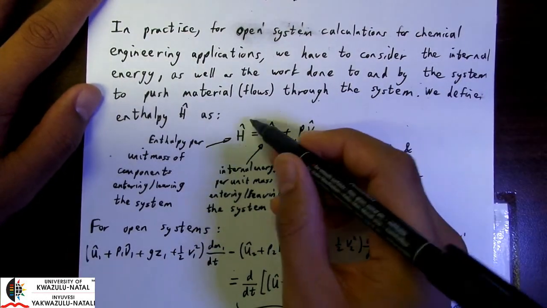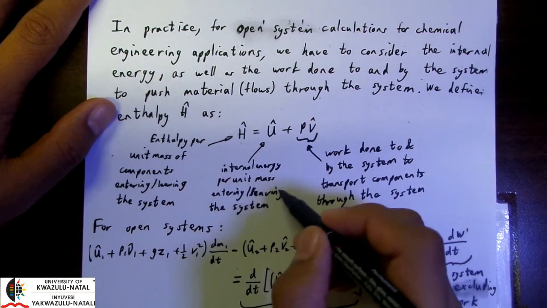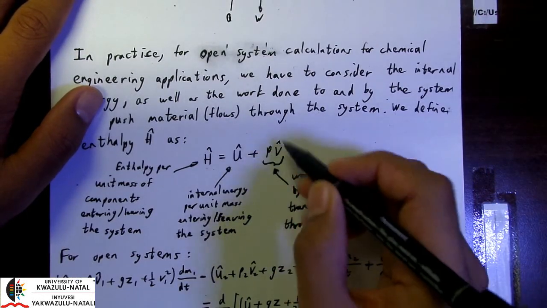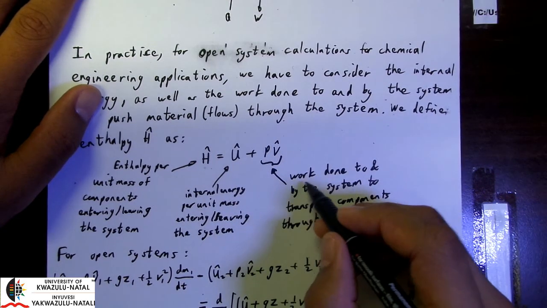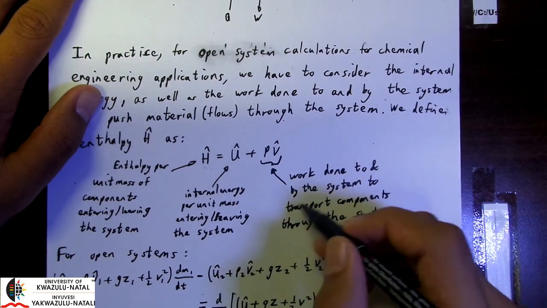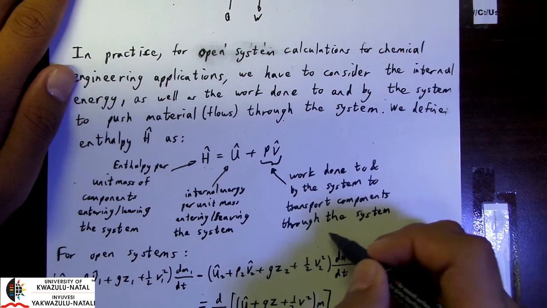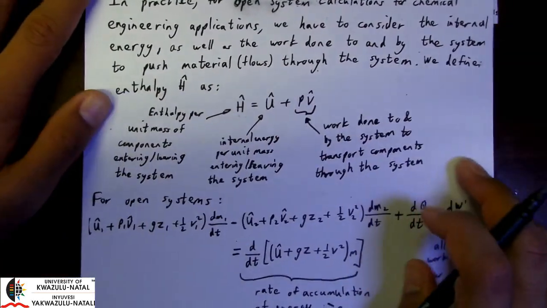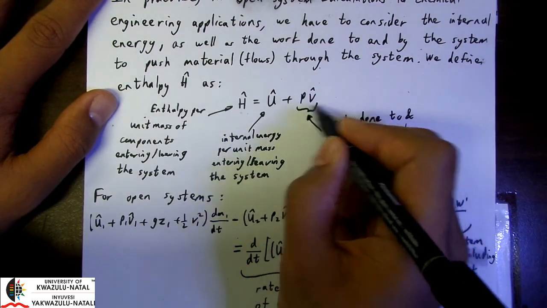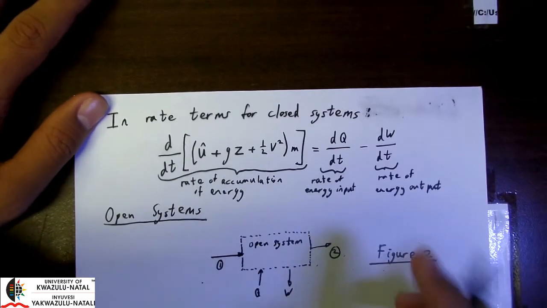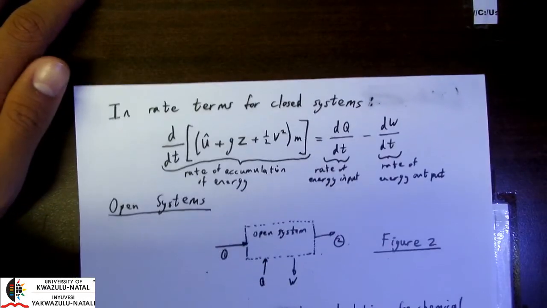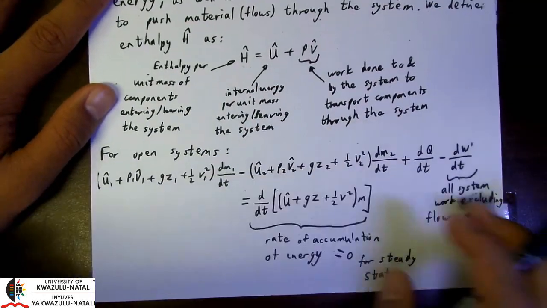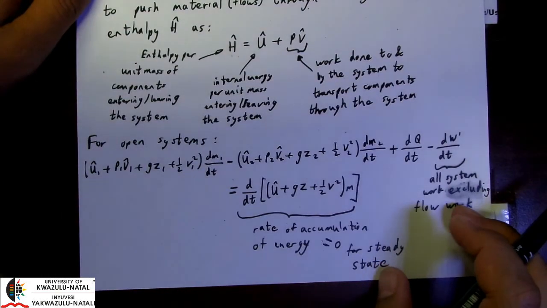The specific internal energy is internal energy per unit mass. And here we have our PV, which represents the work done to and by the system to transport the components through the system. So that's our enthalpy term, and if we expand on our equation for closed systems and extend it to open systems, we get the following.